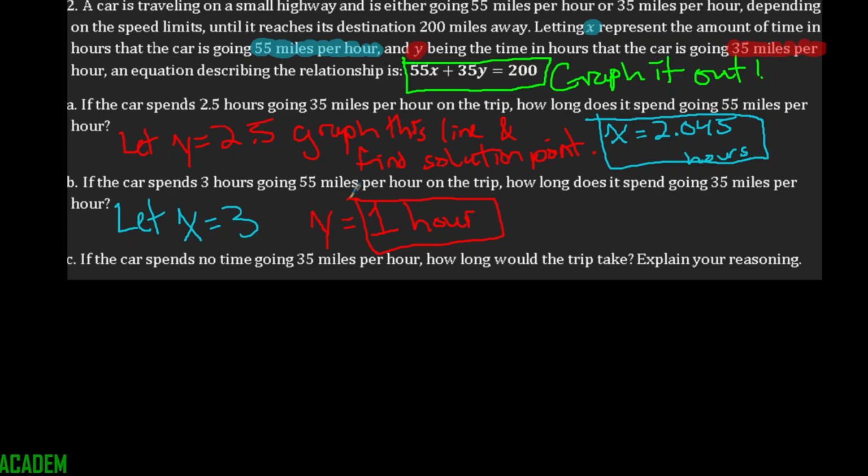All right. And then for the last part, it says if it spends no time going 35 miles per hour, how long does the trip take? So we can say, hey, if it spent no time going 35 miles per hour, that just means when y equals 0, what is our solution point? So let me graph that out. Let me pull it up first.